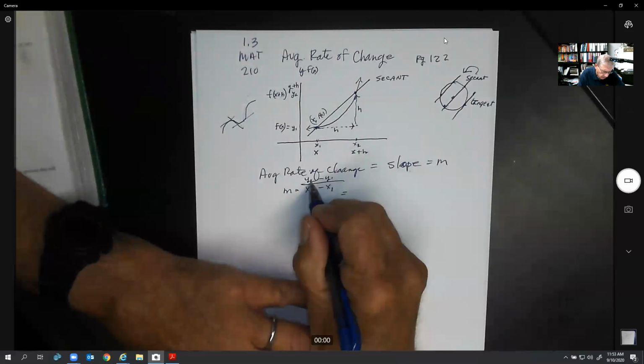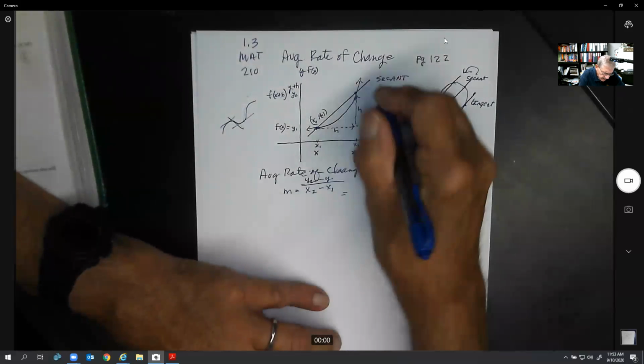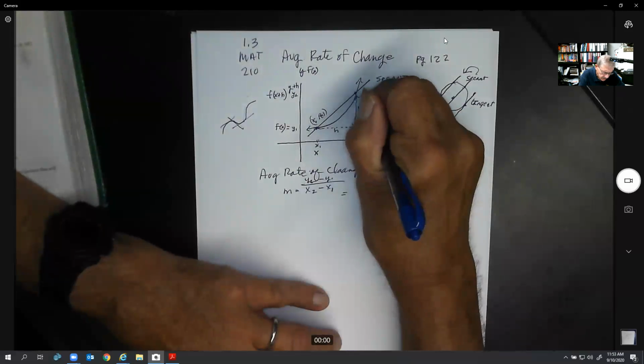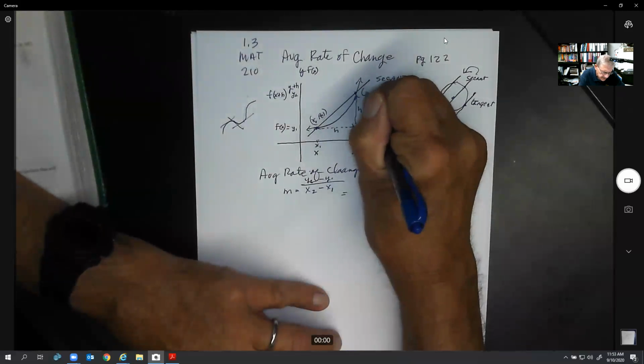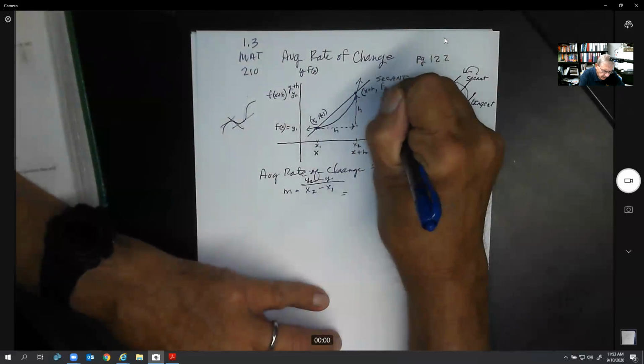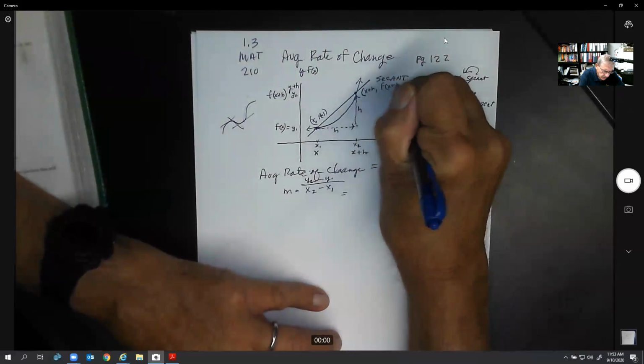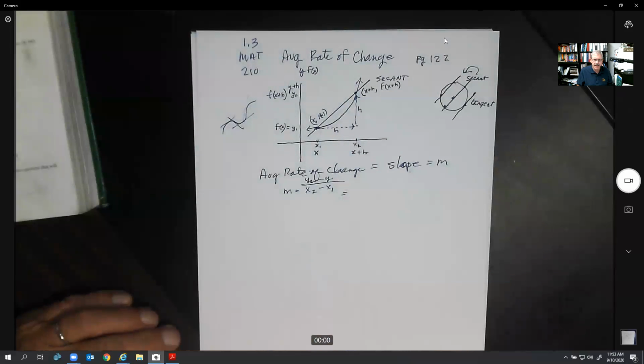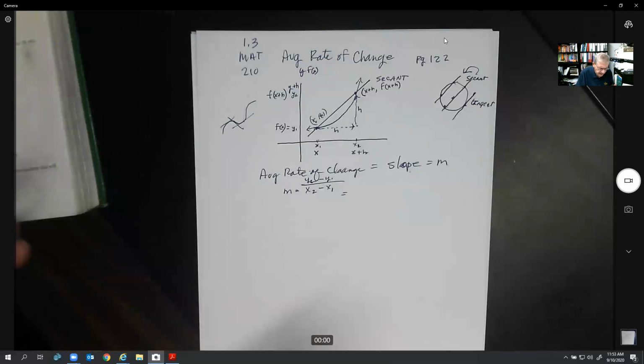But we're not going to call it y sub 2. What are we going to call it? Instead of this being y sub 2, let's call this point right here (x plus h, f of x plus h). That's what the name of that point is going to be. I hope you can see this. It's getting kind of small. I shouldn't have made it so small.